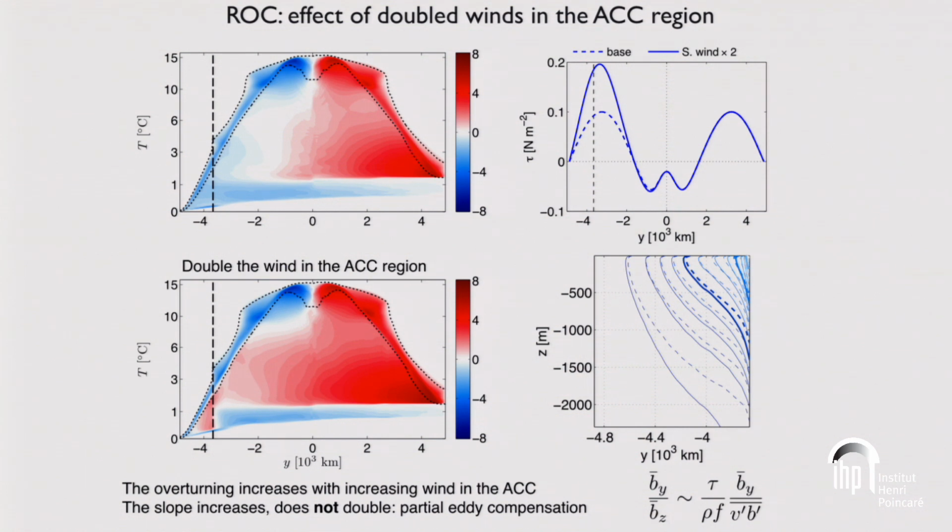Remember before, the slope is tau over, this is fixed in both calculations, divided by V prime. So this has doubled, and the slope is not doubled because this also went up, but not by as much as the wind. And so you increase the slope and you increase the overturning.